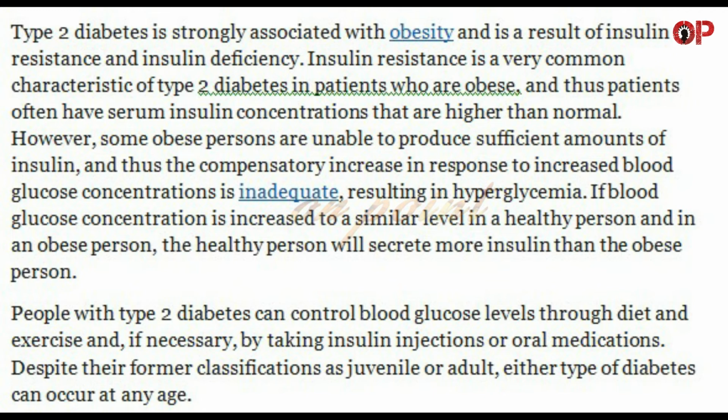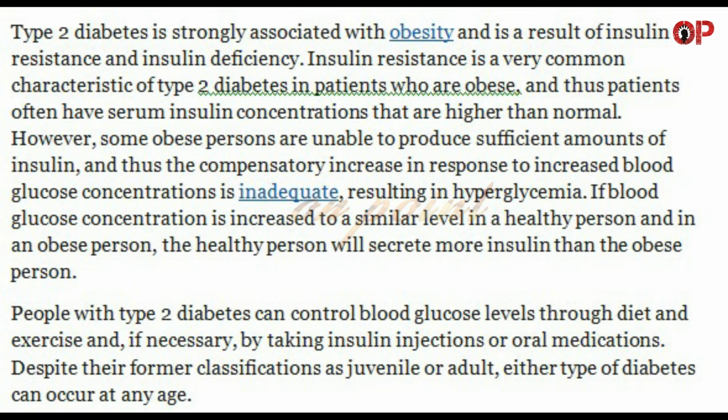However, some obese persons are unable to produce sufficient amounts of insulin, and thus the compensatory increase in response to increased blood glucose concentrations is inadequate, resulting in hyperglycemia. If blood glucose concentration is increased to a similar level in a healthy person and in an obese person, the healthy person will secrete more insulin than the obese person.